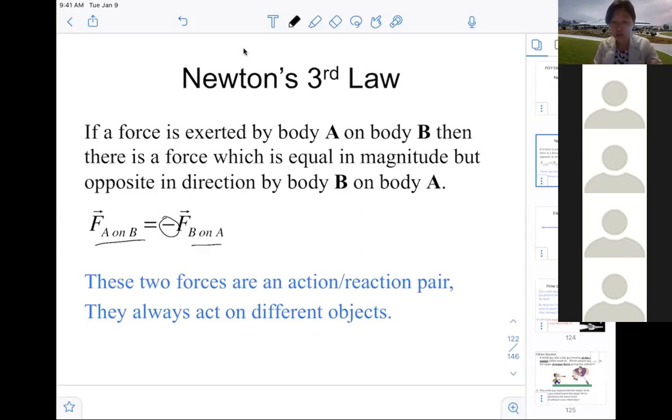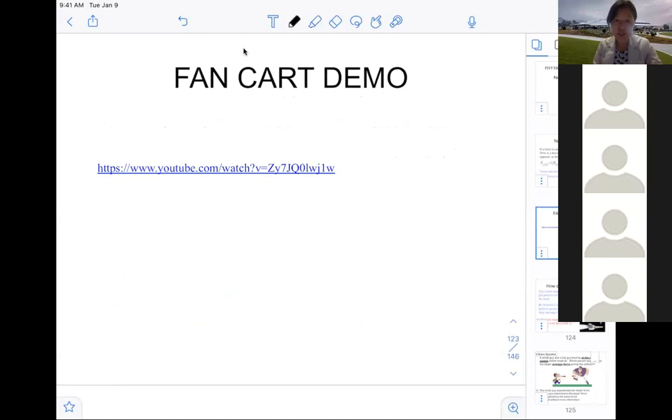Okay, so we can use Newton's third law to explain quite a lot of different phenomena. There is a demo that shows, and I hope we will be able to explain using Newton's third law. So let's go ahead and take a look at that demo.